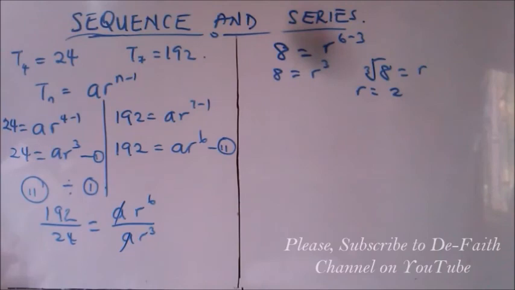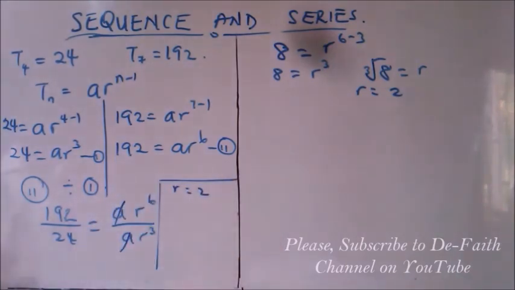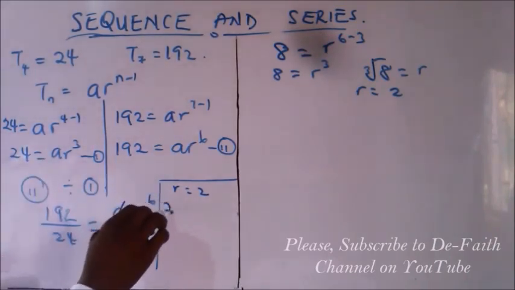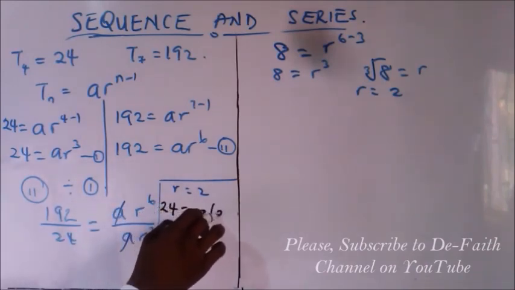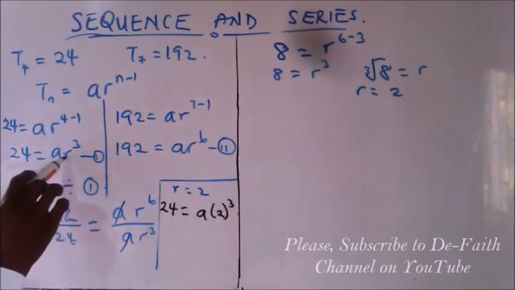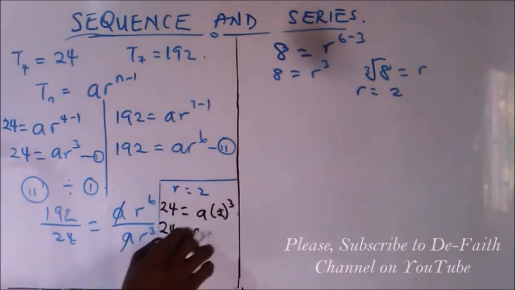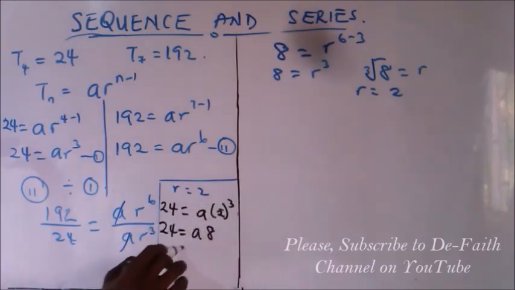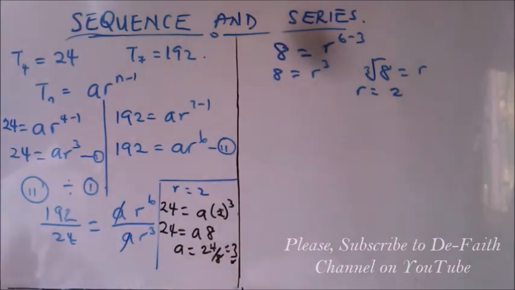Next, we need to find our first term after we have known our common ratio. So we have it that if R equal to 2, let's substitute 2 into R in equation 1. So we have 24 equal to A into bracket 2 to the power of 3 here. Since our R is 2, so we have 2 there. So we have 24 equal to A, 2 raised by 3, that's 8. So A equal to 24 over 8, and that is 3. So the value of A is 3.